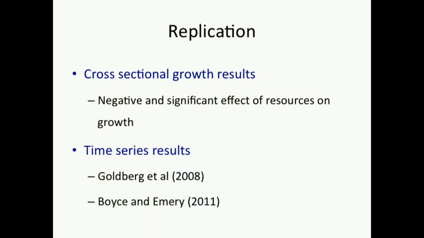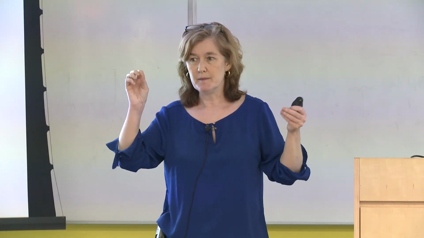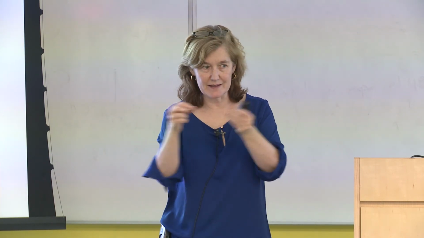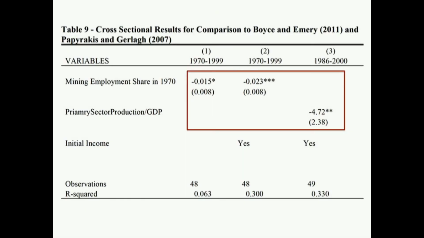Let me just spend 2 minutes talking about the replication results, because I think that these are at least mildly interesting. First of all, there's cross-sectional growth regressions, which is what this literature was all about, and the time series component is what happens to your state over time as you see increases and decreases. The cross-sectional is quite different in terms of how we think about it. So this just says, look, if you wanted to look at these relationships, you can see similar things to what other people have found, that indeed mining employment share in 1970, these states in cross-section grow more slowly, but it's not clear that that's very interesting.